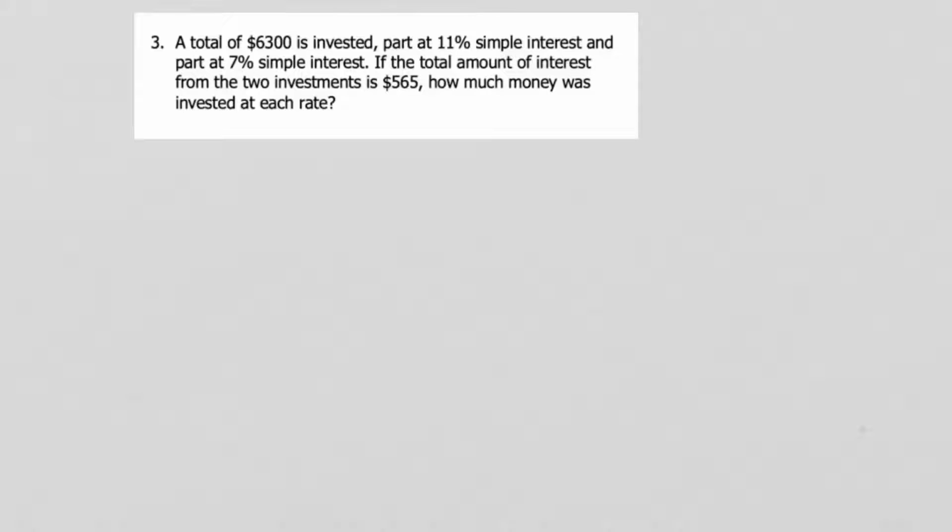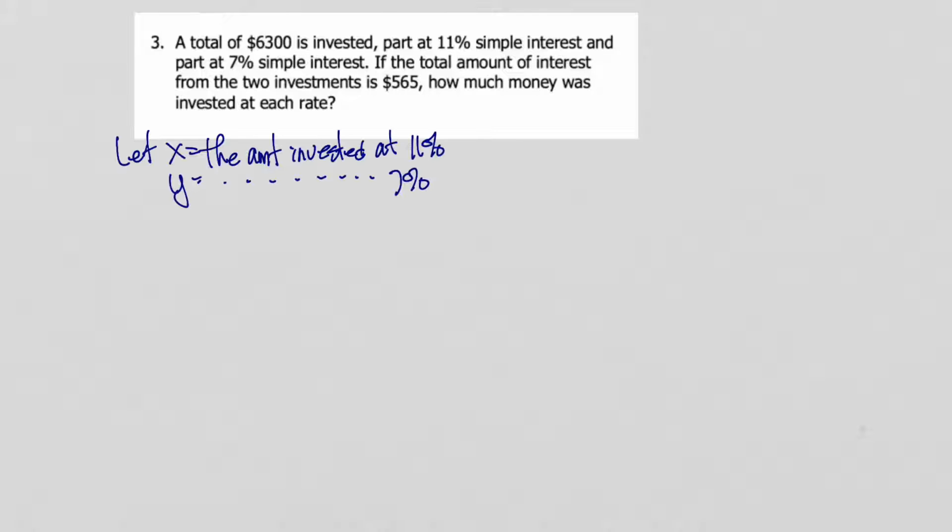So why don't we do this? We have two rates. Why don't we introduce two variables? But then, of course, we will need two equations. Now, let's get our two equations. So what I did here is I let x be the amount that we're going to put in at 11% and y the amount that we're going to invest at 7%.